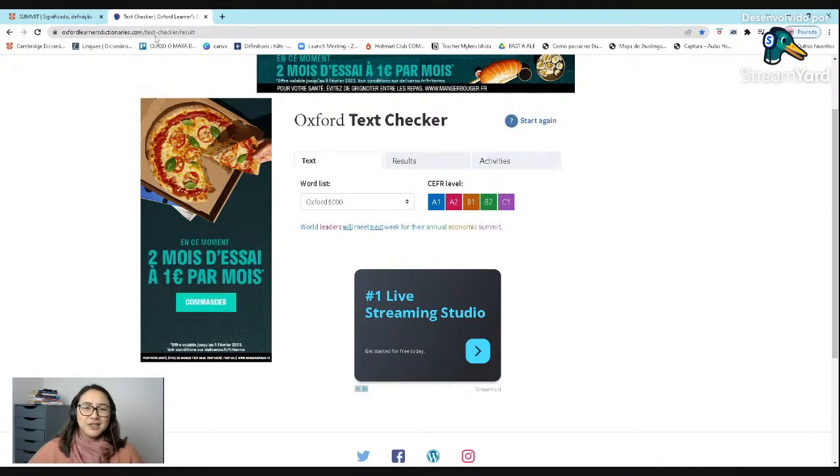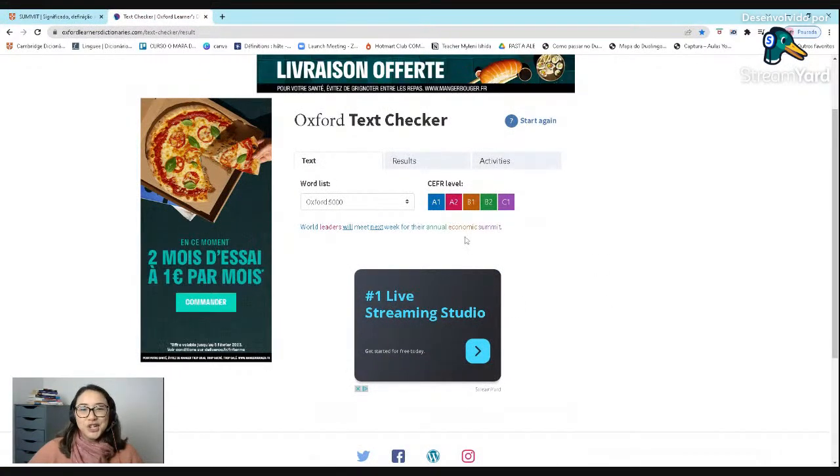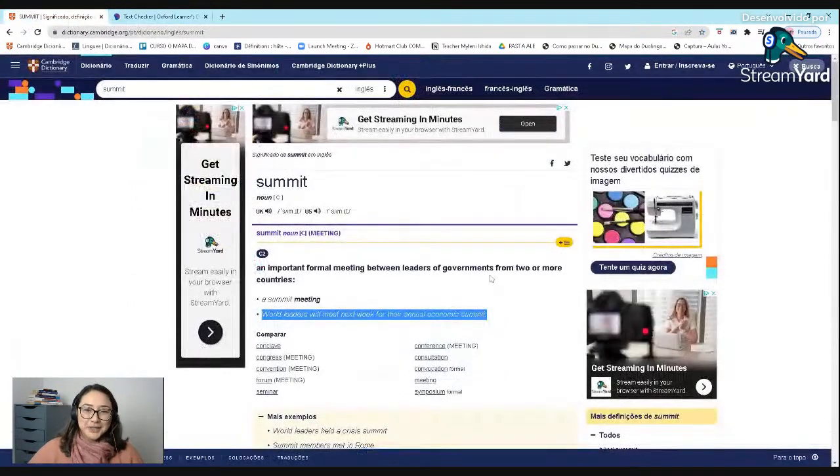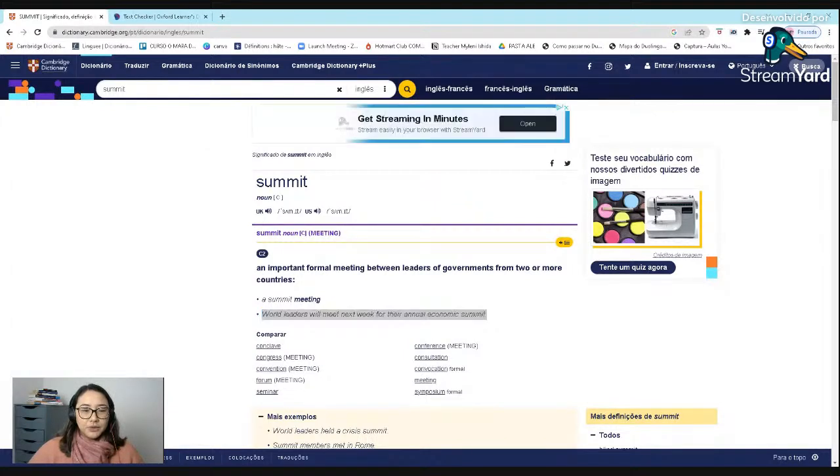You can say, teacher, but summit here is C2 and here is C1. Yeah, because here I have the text checker is from Oxford and the dictionary is from Cambridge. Okay, so they don't agree all the time, but they are high level, right? I think that's important. Okay, so these are the three tools you can use, right?